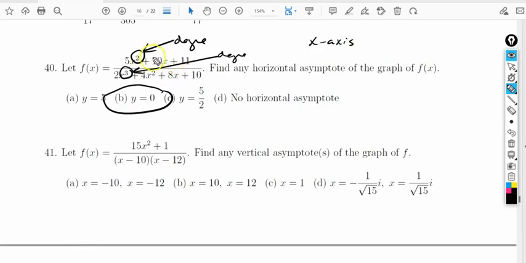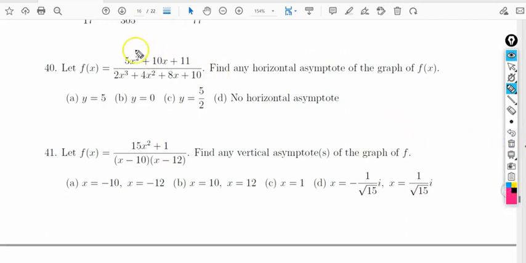Now, every year, it's not necessarily the numerator that's the smaller degree. So let me change this problem slightly. Let me change that.